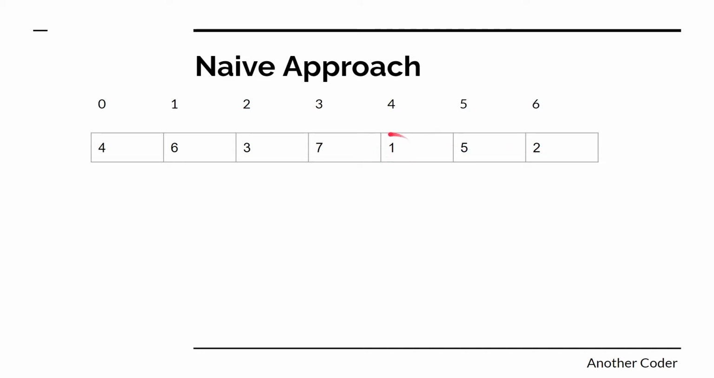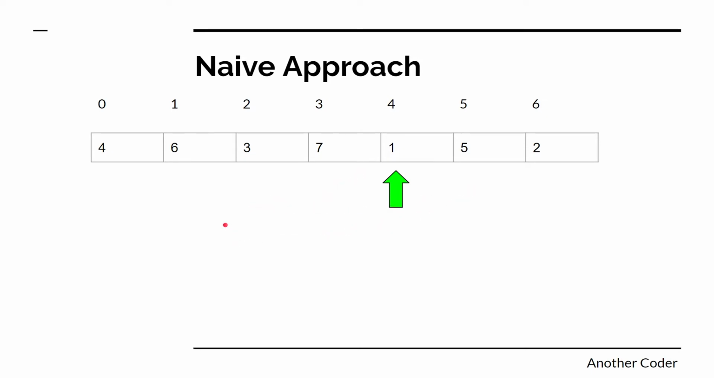If I want to search for 1, the only way I have is to start from the first or the 0th index and check whether this element is equal to 1. If it is not equal to 1, then I move forward one step. Now I check if this element is equal to 1. It is not, again one step forward, and again one step forward, and for the last time one step forward. When I get to this index, this is equal to 1, so I return this index 4. So this is how searching or linear search takes place. This is the naive or basic approach, what we call.